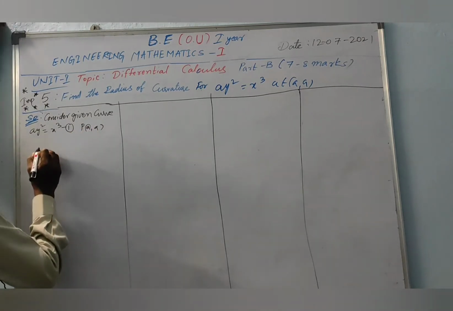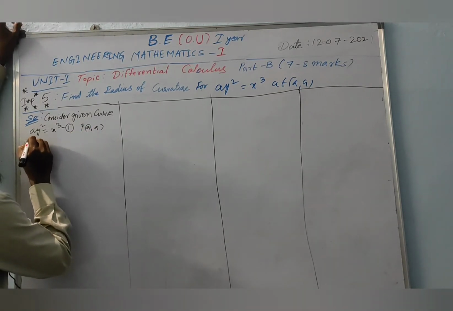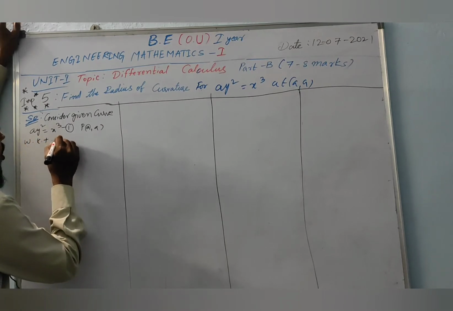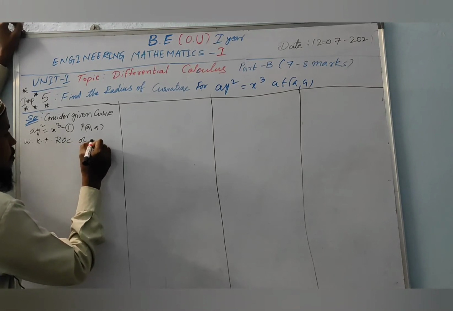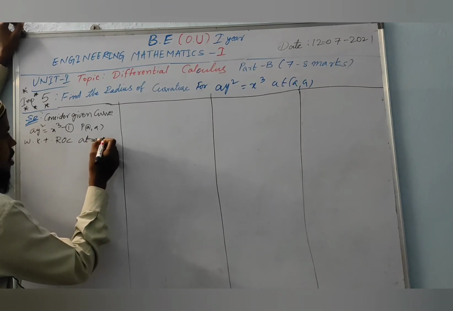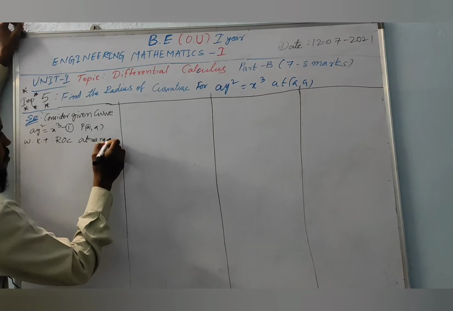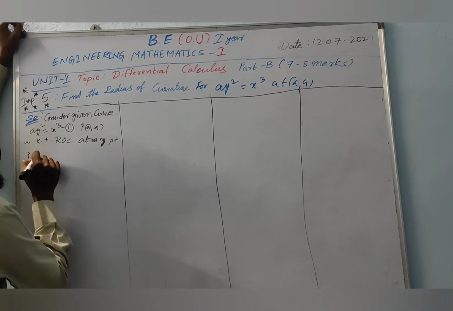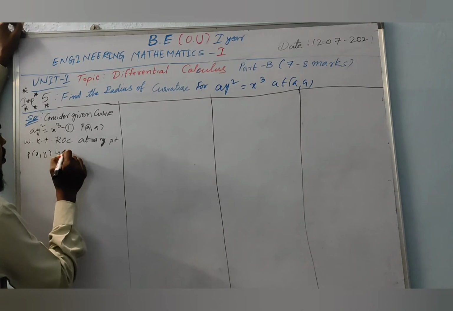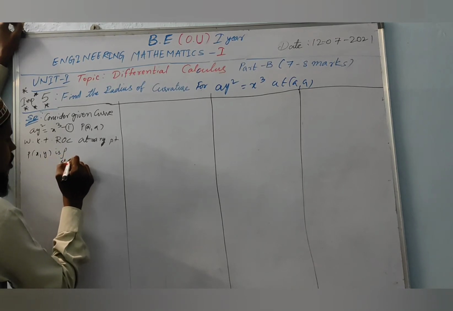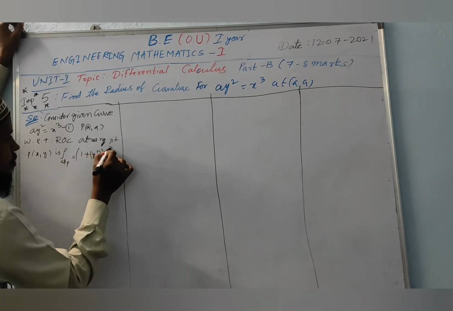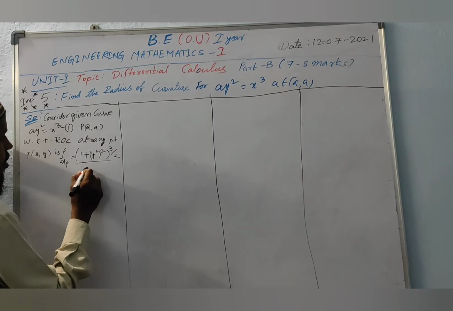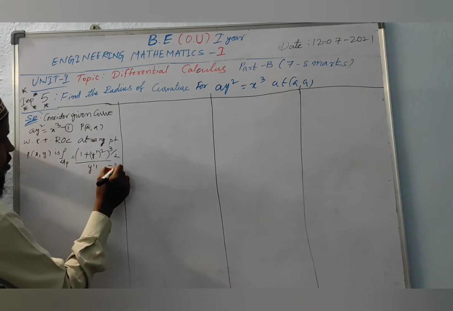Now, see here, we know that the radius of curvature (ROC) at any point P(x, y) is rho at P, that is equal to (1 plus y dash whole square) whole to the power of 3 by 2, divided by y double dash. This is equation number 2.